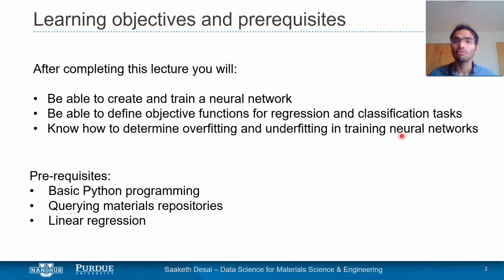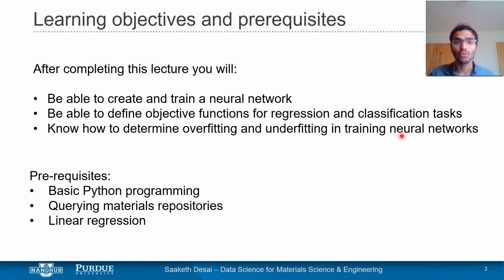The learning objective for this module and this lecture will be for you to be able to create and train your own neural network for either a regression or a classification task. We will also look at how to avoid some common pitfalls such as overfitting or underfitting your neural network, and see methods that will allow us to train an optimal model given our dataset.